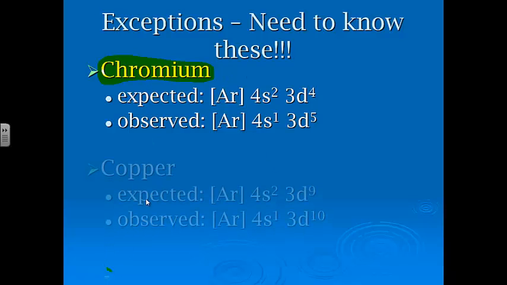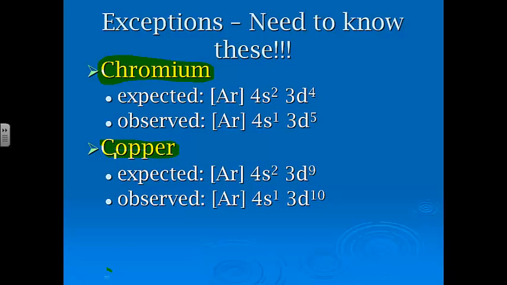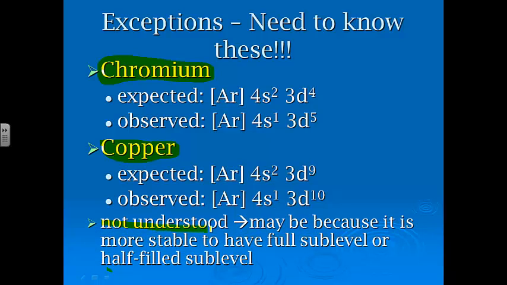The two exceptions we should be familiar with are chromium and copper. Chromium, we would expect to be argon 4s2 3d4. What really happens is we get argon 4s1 3d5. Copper, same thing. We would expect it to be 4s2 3d9. Its observed electron configuration is 4s1 3d10. Not totally understood, but when we get to these D blocks, it's got to be something about the fact that it is more stable to have that full 3d10 sublevel than to have the 4s2. So obviously they are happier and have lower energy with that configuration, so that's what they choose, even though it doesn't follow our rules.